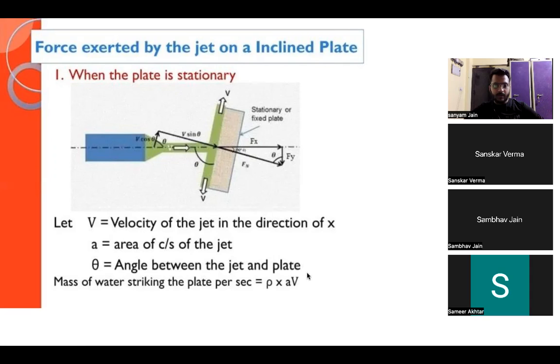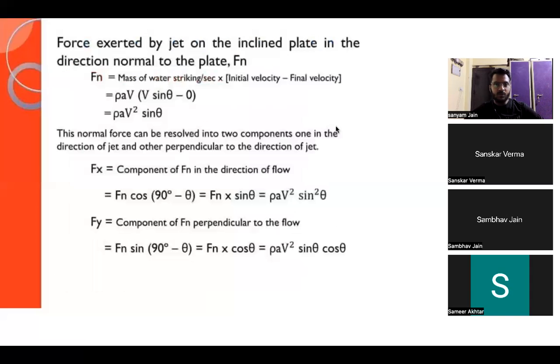So the mass striking the plate per second is rho a v, and the angle between the jet and the plate is theta, that we already discussed. Now, to find the force exerted in the normal direction is basically just the mass of water striking per second into initial velocity minus final velocity.